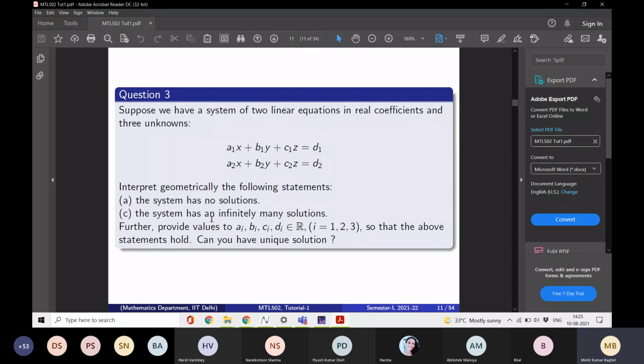Now, can you provide me the values of A_i, B_i, C_i, D_i for the A part? If we take A1/A2 equals B1/B2 equals C1/C2 not equal to D1/D2, then there will be no solution. Okay. So no solution. Is there any other case, or is it only this case?